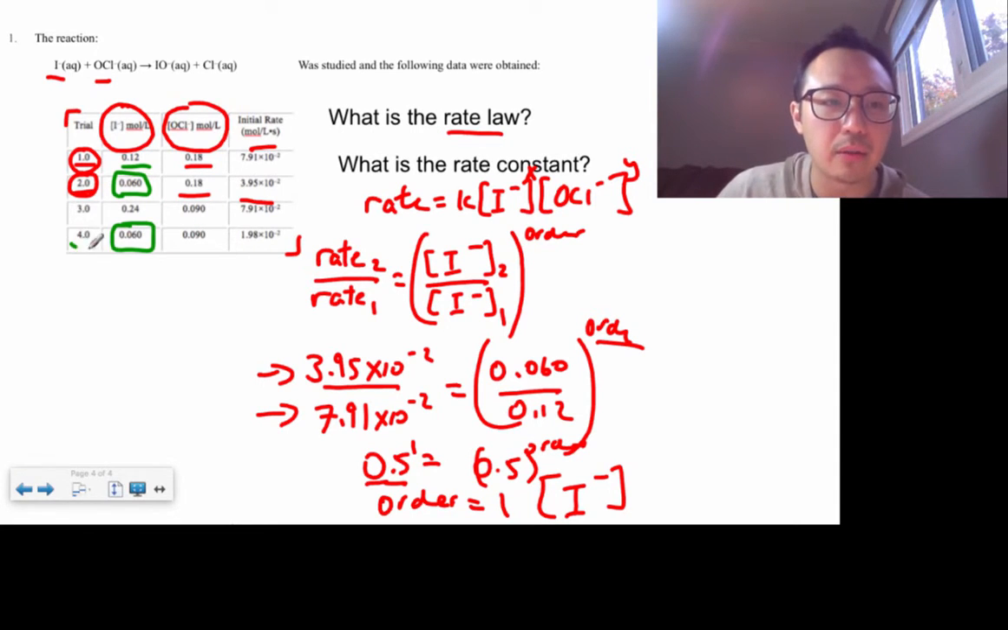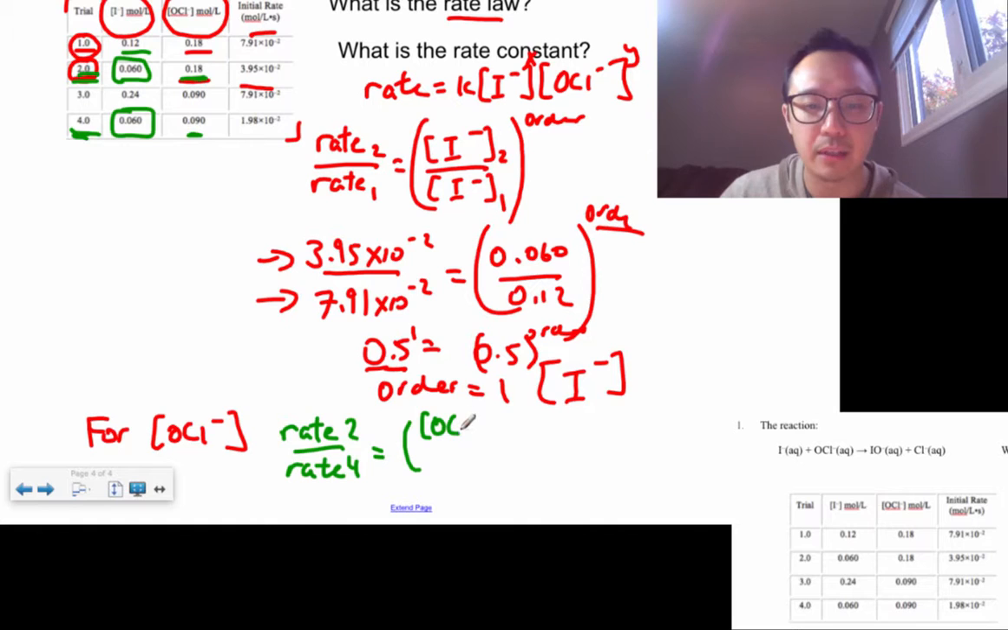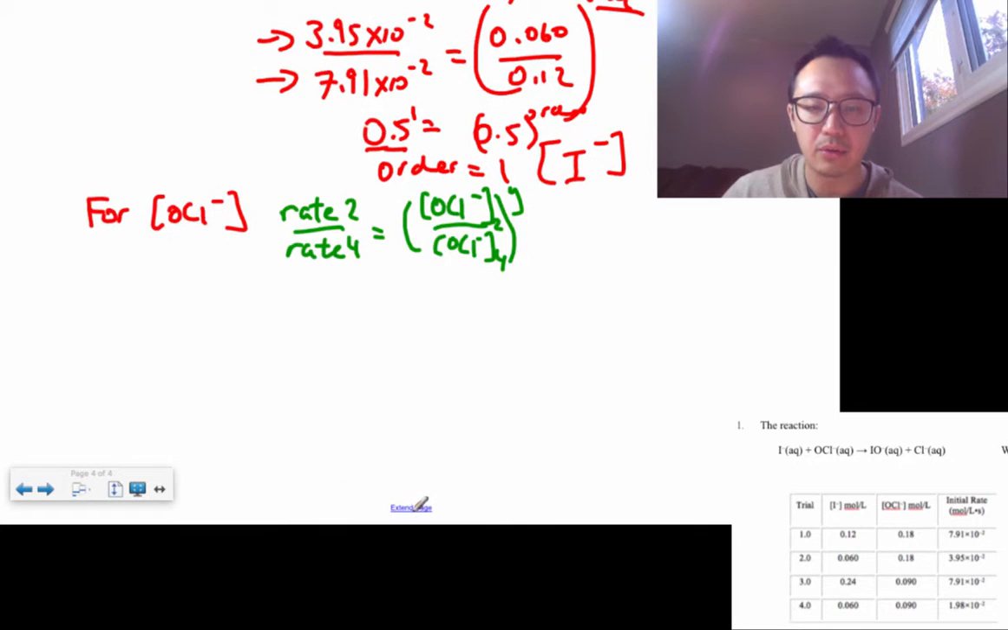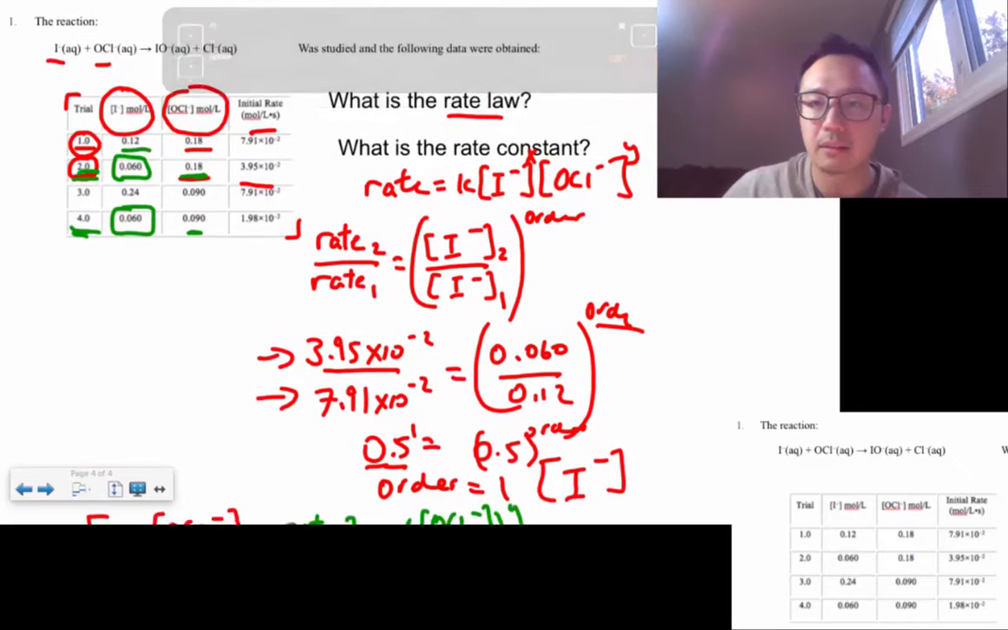So then am I going to use the 4th trial divided by the 2nd trial, or the 2nd trial divided by the 4th trial? I'm going to use the bigger number, 0.18, divided by that one, so then I'll get a whole number. So let's try this. The rate, I'm going to use trial 2 divided by trial 4, is equal to OCl minus divided by OCl minus, from trials 2 divided by 4.